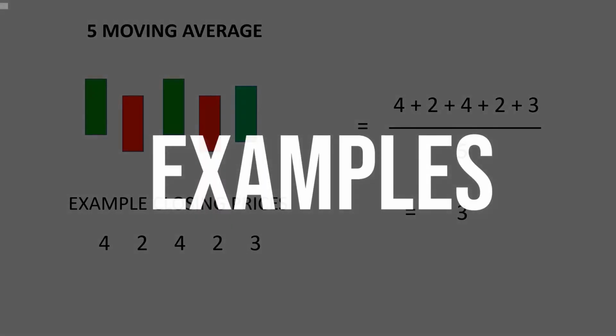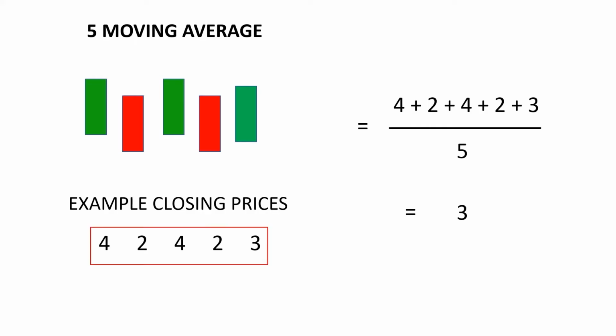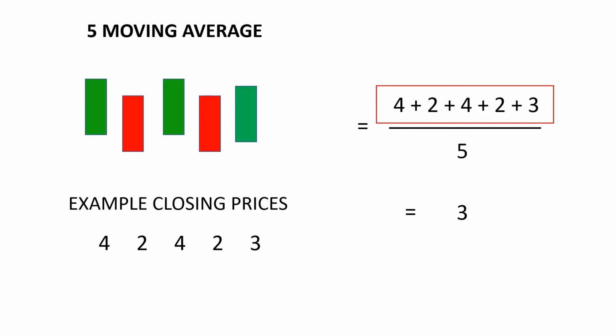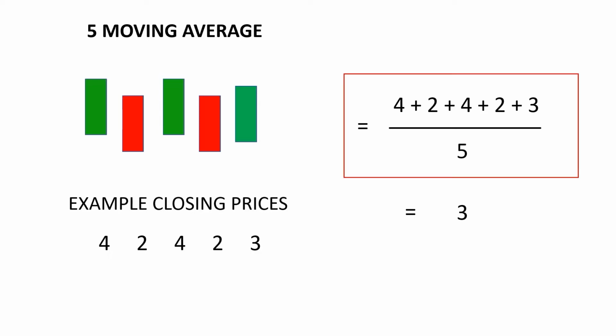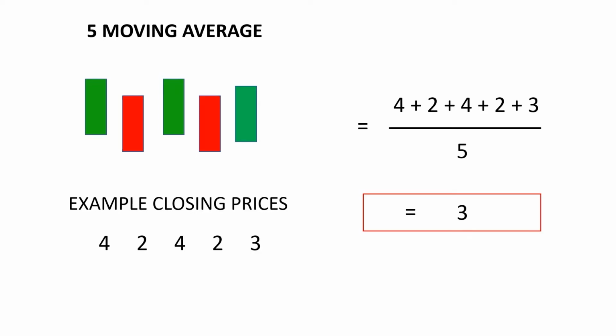Let's do an example with the 5 moving average. Now, these are the 5 closing prices of the last 5 candles: 4, 2, 4, 2, 3. Now what we want to do is to add them all together and divide it by the number of periods. Since we are using the 5 moving average, therefore the number of periods will be 5. So you take the total and divide it by the number of periods and you will get 3. This is how you calculate the 5 moving average.